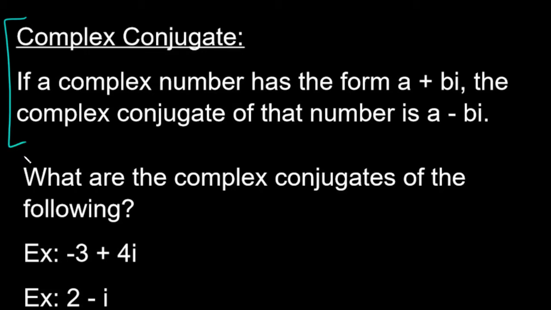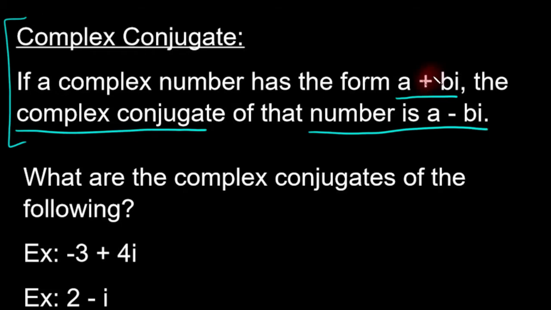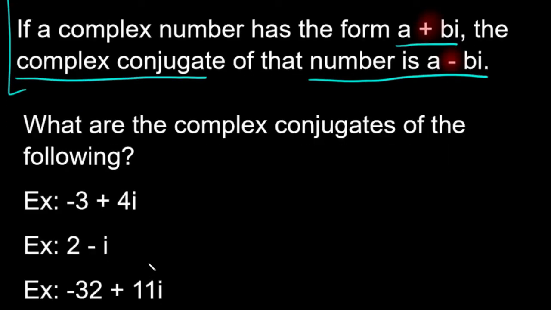Now, if a complex number has the form a plus bi, the complex conjugate of that number is a minus bi. Basically, the big change is that the sign of the complex part will change. That's it. The sign of the complex part changes. So let's look at a couple of examples.